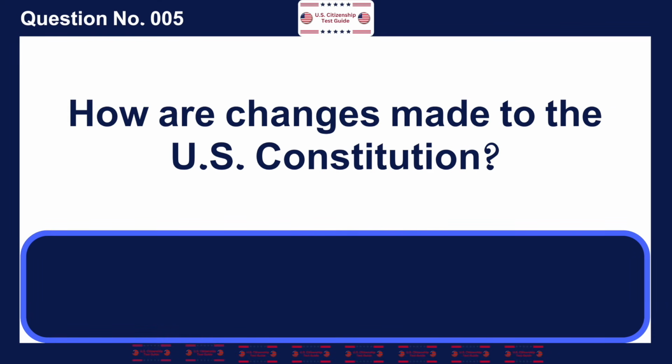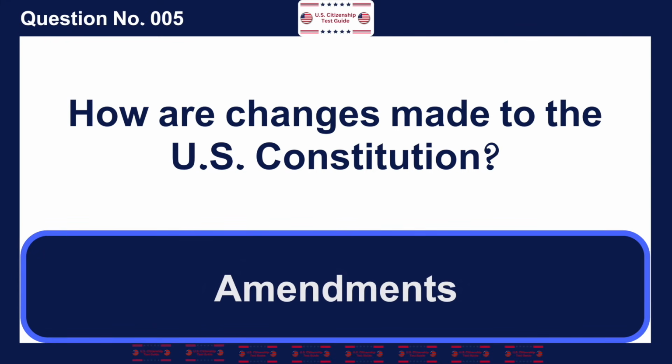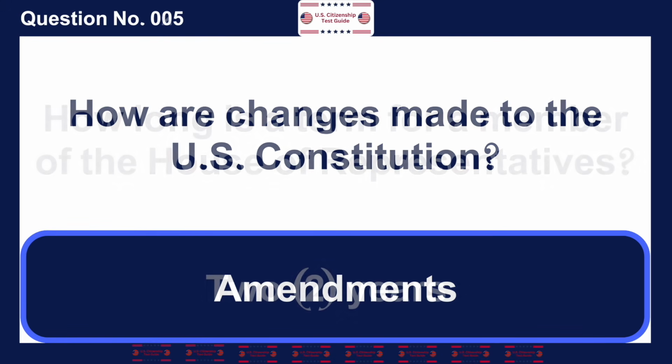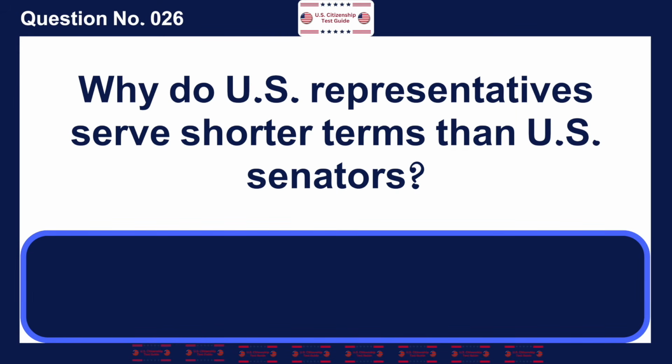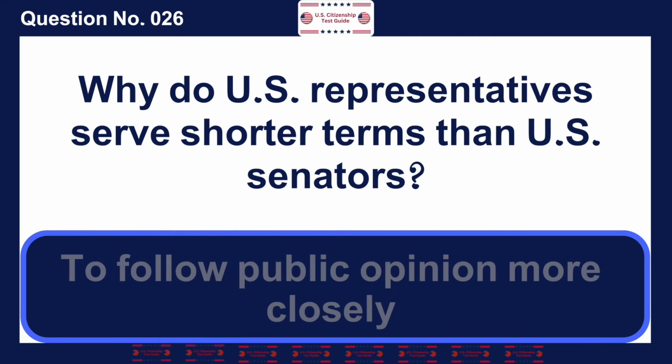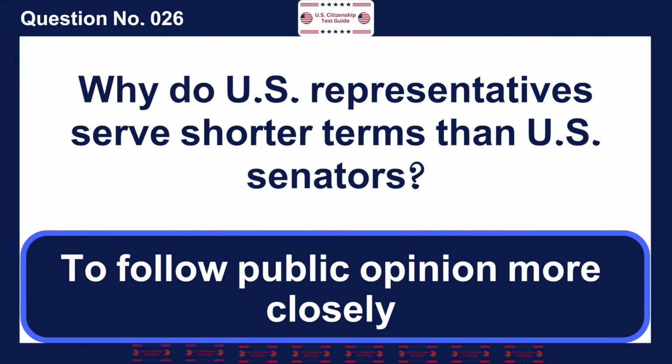How are changes made to the U.S. Constitution? Amendments. Why do U.S. representatives serve shorter terms than U.S. senators? To follow public opinion more closely.